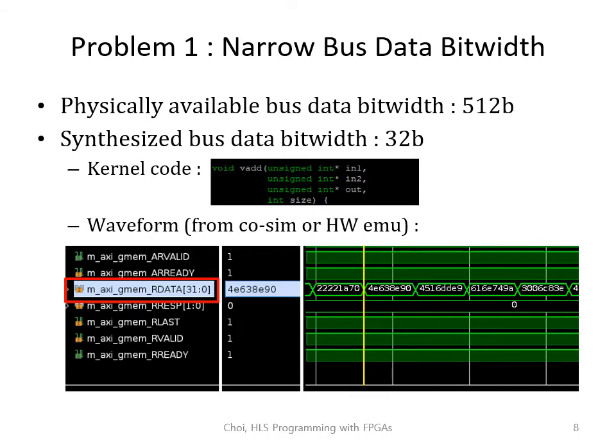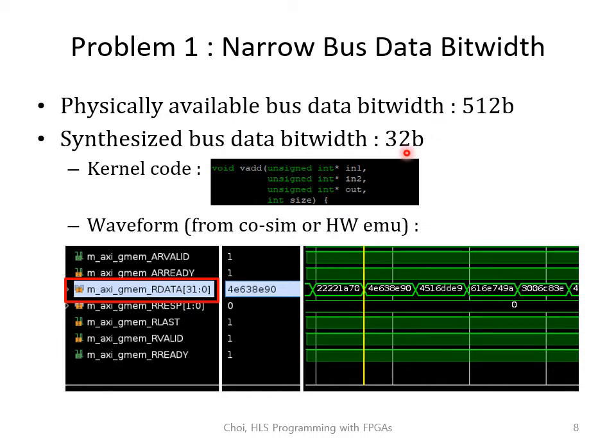The first reason for the low bandwidth is the narrow bus data bitwidth. The physically available AXI bus data bitwidth between the kernel and the F1 DRAM controller is 512 bits. But if you make a kernel code with the top function argument type of an unsigned int, the synthesized bus data bitwidth is going to be 32-bit.